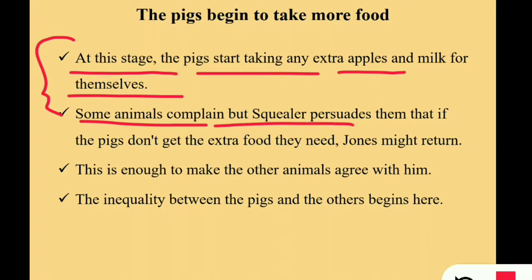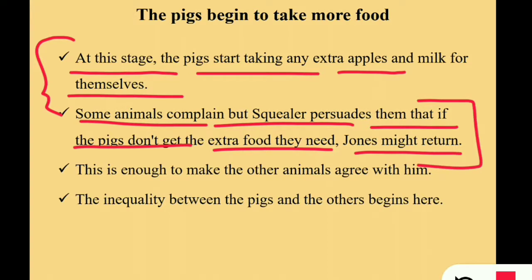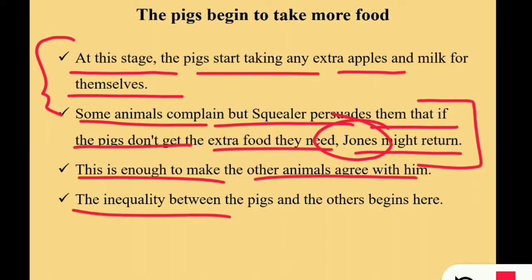but Squealer persuades them that if the pigs don't get the extra food they need, Jones might return. Here, this was the technique to get the people into order. They said that Jones will come back if they do not follow the instructions. This is enough to make the other animals agree with them. The inequality between the pigs and the other animals begins here. So here, as you can see, we can find the inequality between the pigs and the other animals.